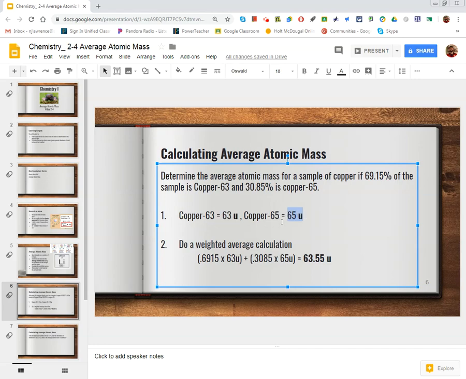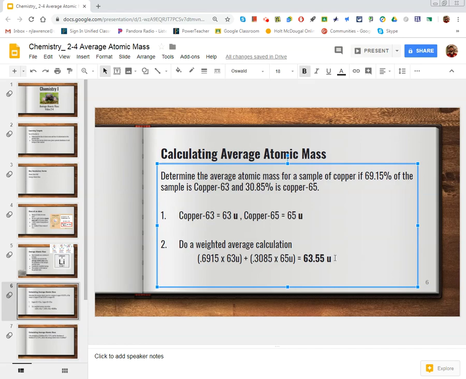So now how do I find the average here? How do I find this weighted average? Well, all we do is we take the percent and we turn it into decimal form. And then we multiply that percent by the atomic mass of that isotope. Then we add that number to, again, the percent turned into a decimal multiplied by that atomic mass. So when you do this calculation, you take 0.6915 times 63 U, and then you add that to 0.3085 times 65 U, which comes together as 63.55 U.